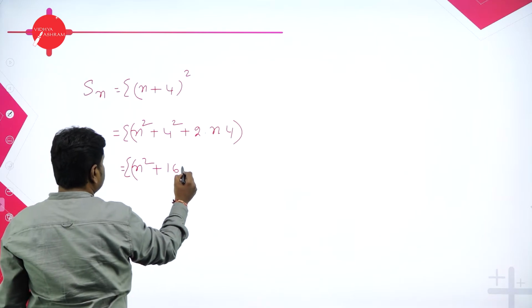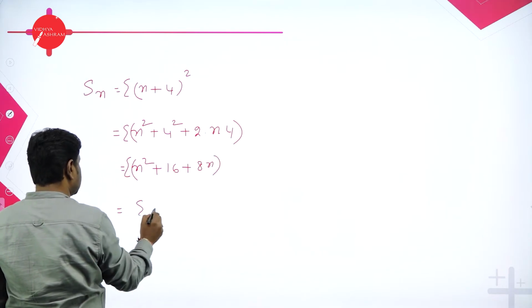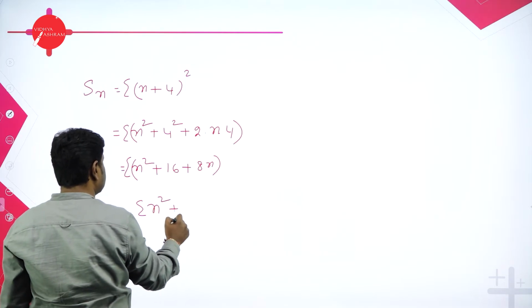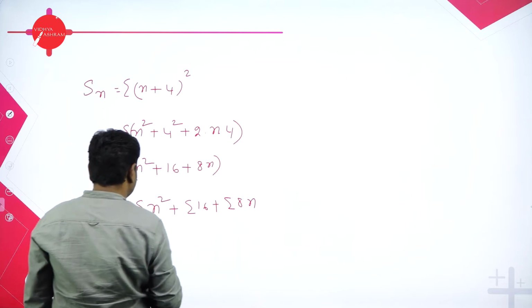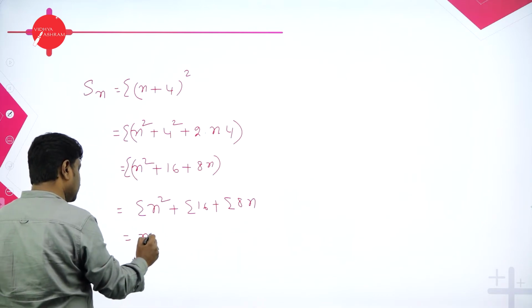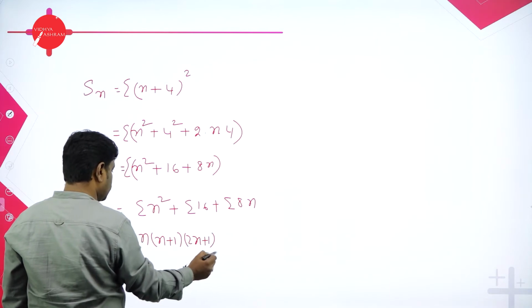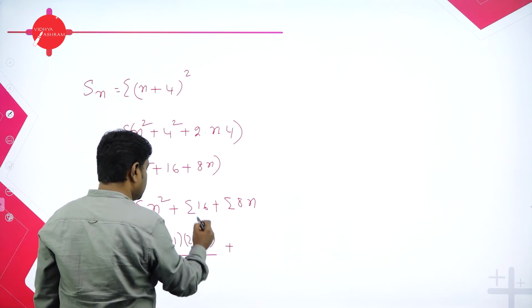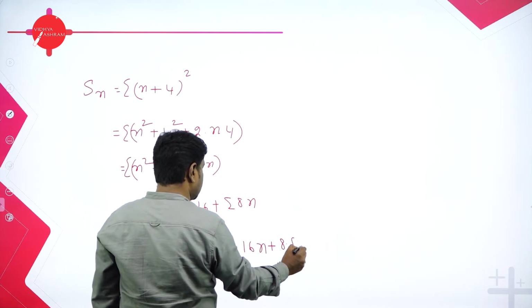Sigma, let it be n squared plus 16 plus 8n. Now I'll apply sigma separately: sigma n squared plus sigma 16 plus sigma 8n. You know what sigma n squared is? Sigma n squared is n into n plus 1 into 2n plus 1 by 6. Sigma 16 is 16n, and in 8n you take out sigma n.